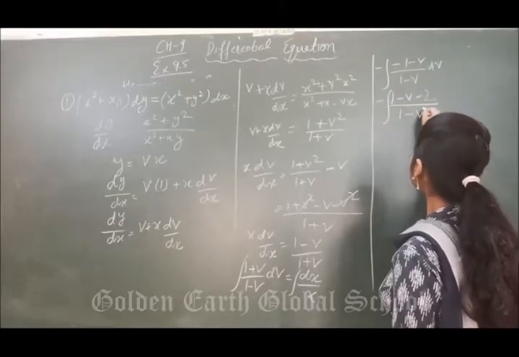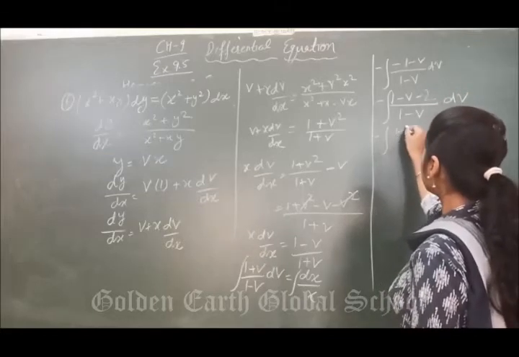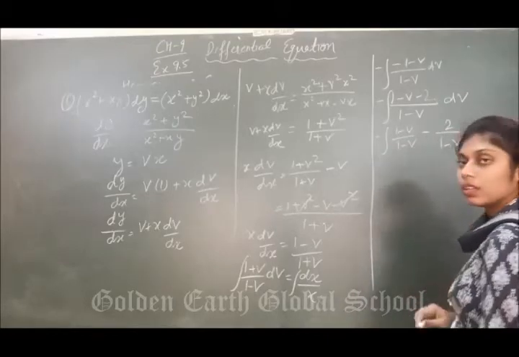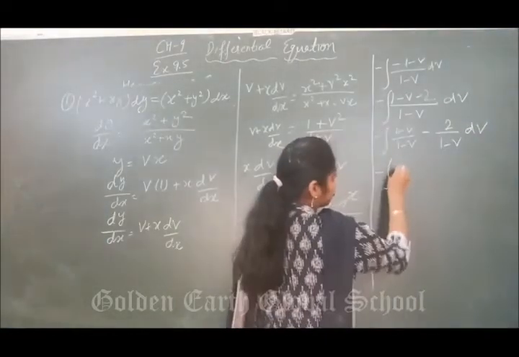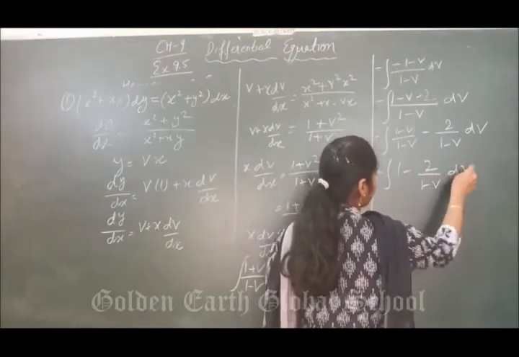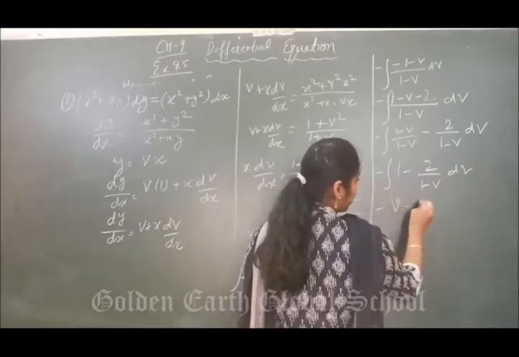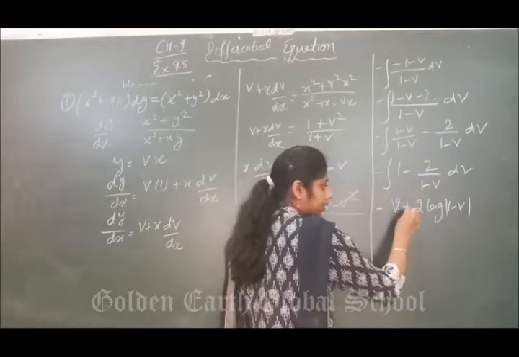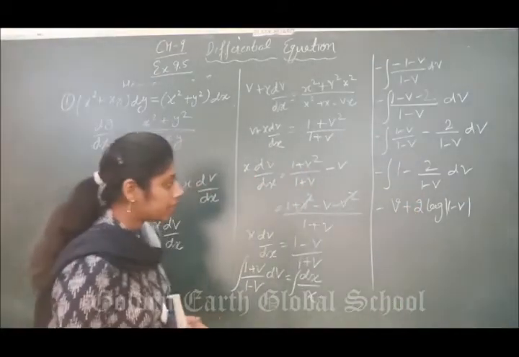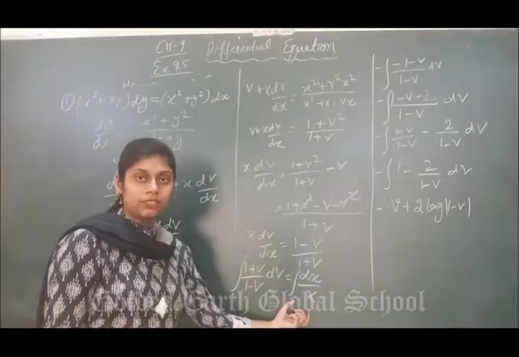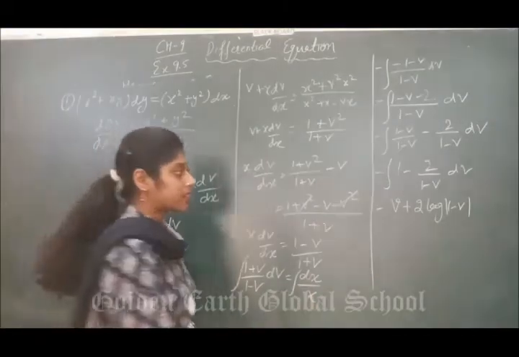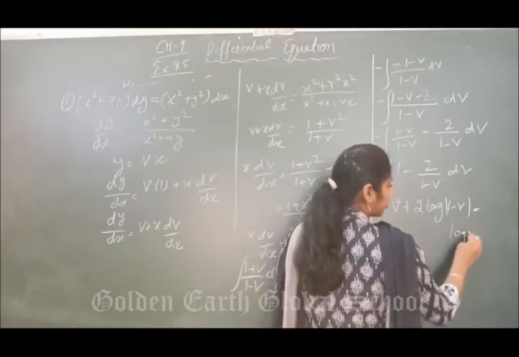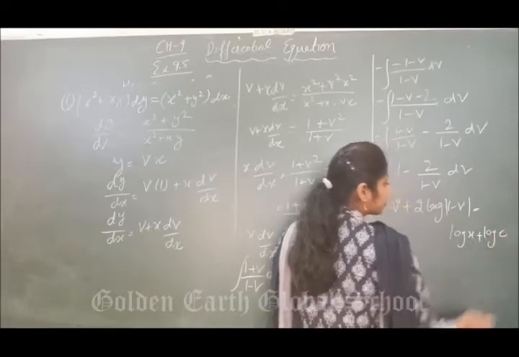Clear? So it will become 1 minus v upon 1 minus v minus 2 upon 1 minus v into dv. So it will become 1 minus 2 upon 1 minus v dv. So v minus 2 log of 1 minus v. If you take the minus sign, then it will become positive. This is the integration of the left hand side. Now take the integration of the right hand side. It is very easy: log of x. So on the right hand side it will become log of x, and for the constant term I will write log of c.